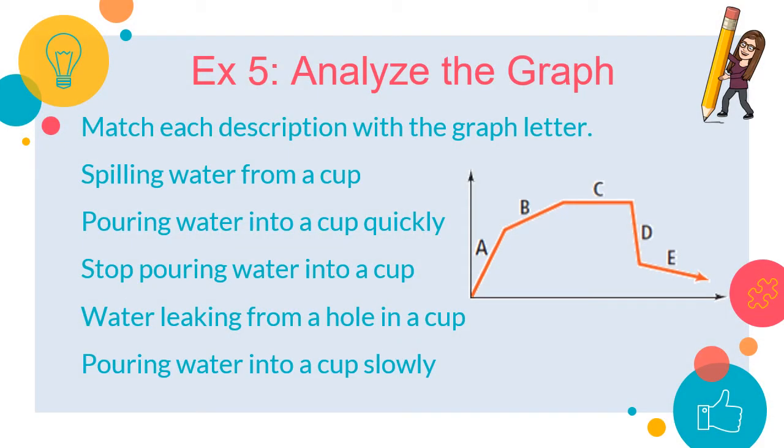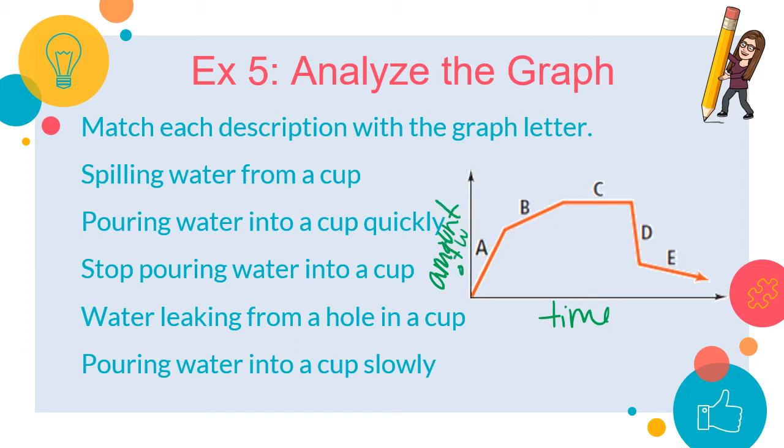All right, this time we're going to match the descriptions with the graph. We're talking about, it looks like water coming out of a cup. So first it spills, then I'm pouring water into it quickly, then I stop pouring water, then water leaks from a hole, and then I'm pouring water out of the cup slowly. So really we're talking about, again, an element of time. And this would be the amount of water in my cup.